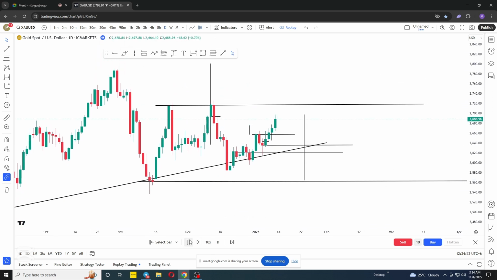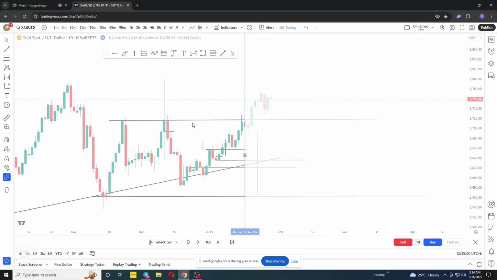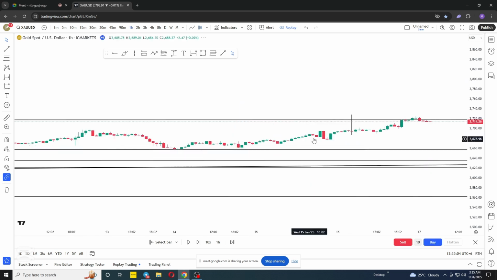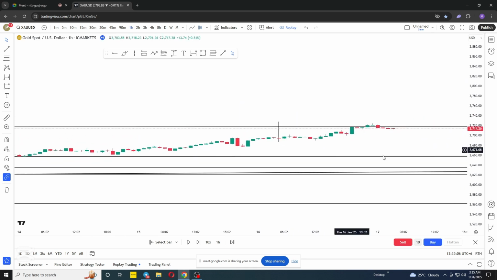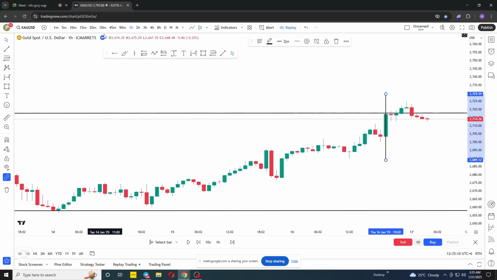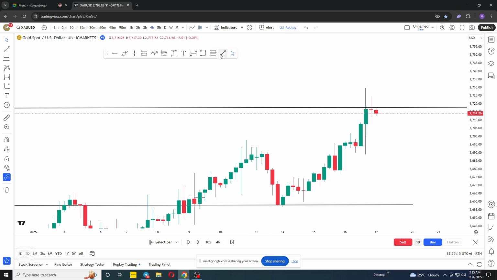Okay, so let us go to the daily basis. Look what happened. It rejected from here. Now go again to the H1 or H4, whatever. So where is the rejection? Basically the rejection is here. The rejection in H4, if you look here, and here the same level remains, the same level.